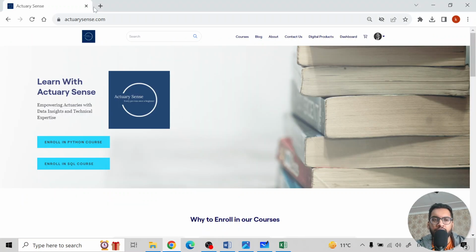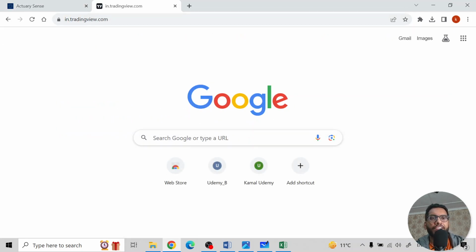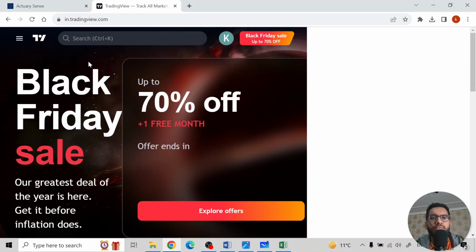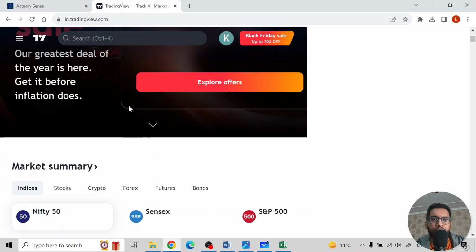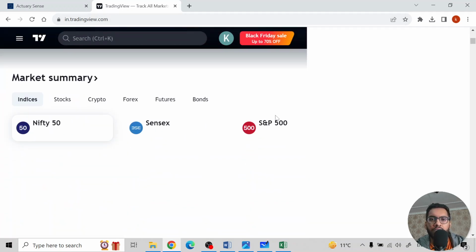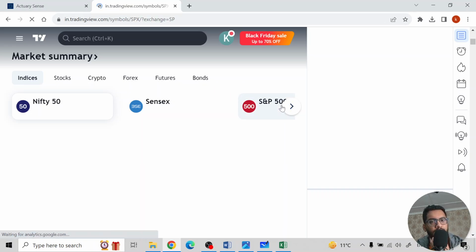Let's try to see a real life example. We go to in.tradingview.com. You can also check this out. It is a very cool website for checking the stock based returns. So these are the indexes of India, Nifty 50, Sensex. This is S&P 500 we were talking about. Let's open this.